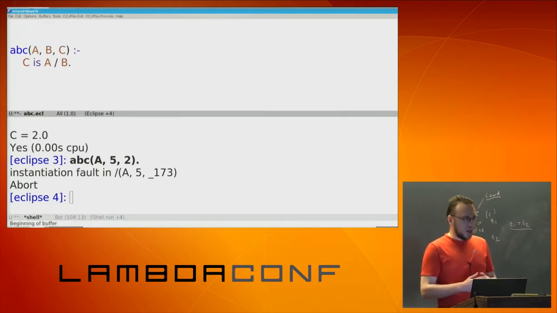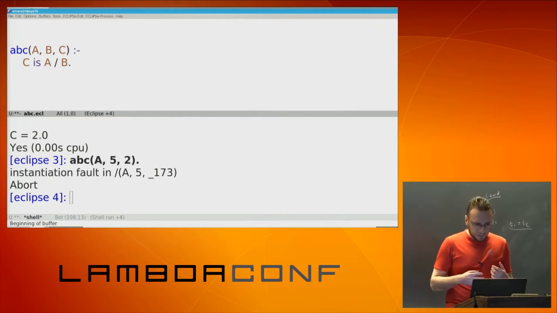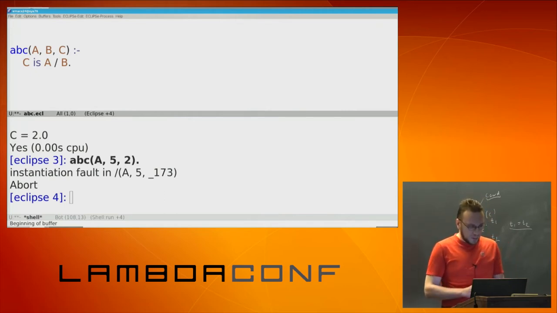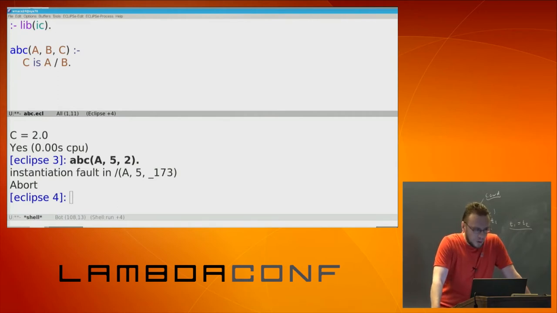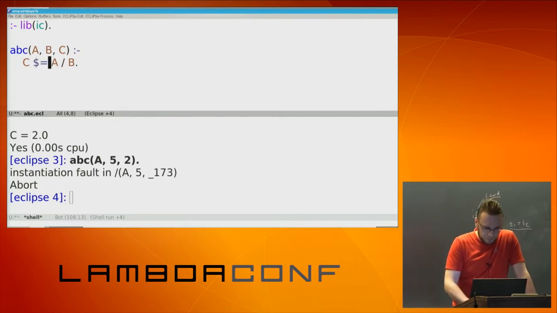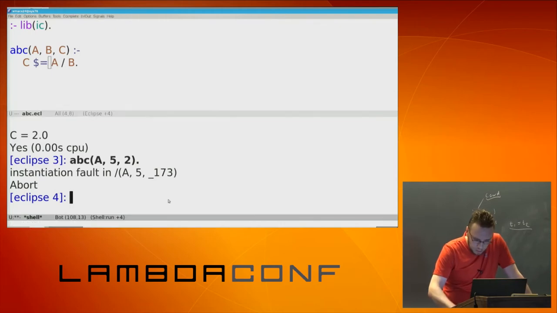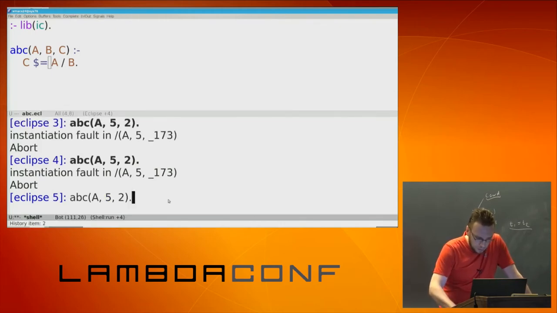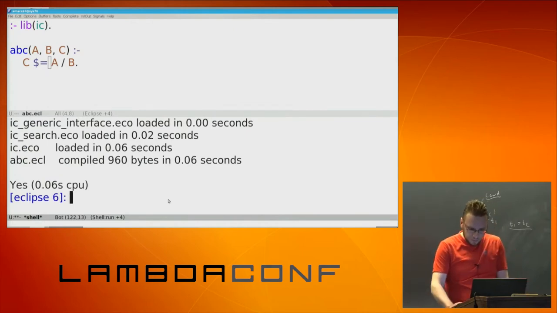And constraint logic programming can be seen as a relational arithmetic. To repair this example, we load the IC library for our constraint programming needs, and we change is to dollar equal. And now we reload the file, and let's try to run ABC again.